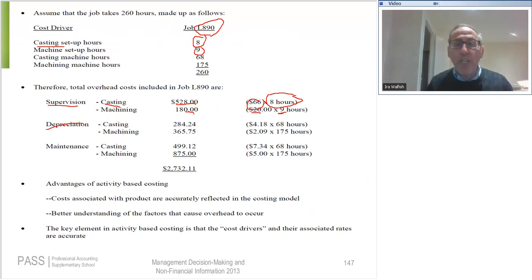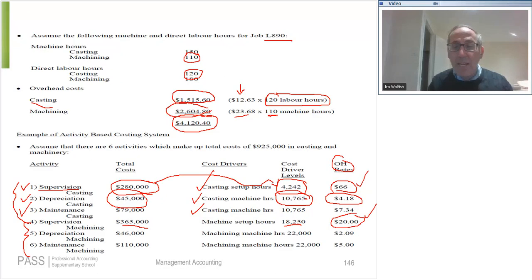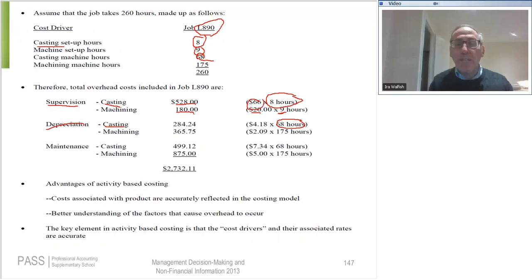For depreciation, we're using machine hours. So in the casting department, the machine hours were 68 hours. So what I would do is take my 68 hours and multiply it by the 418, which is the rate per machine hour that we're allocating for depreciation activity for the casting department. So 418 times 68 hours gives me my 284.24.